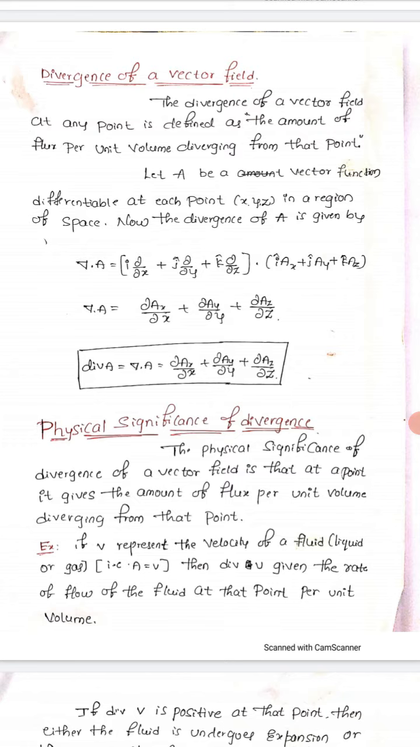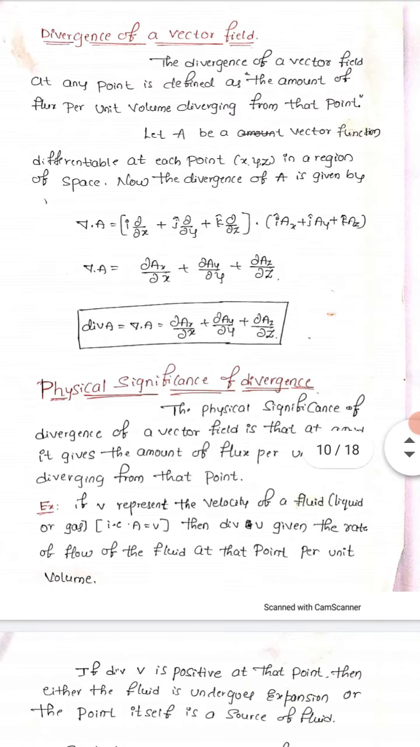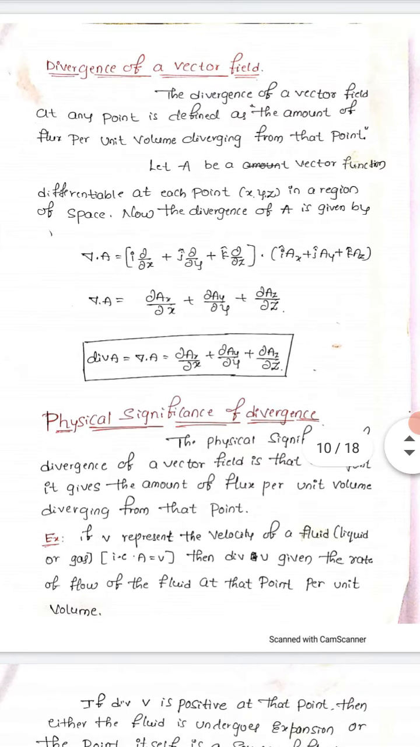Now the divergence of A is given by del dot A, equal to (i ∂/∂x + j ∂/∂y + k ∂/∂z) dot (i Ax + j Ay + k Az). Then del dot A equals ∂Ax/∂x + ∂Ay/∂y + ∂Az/∂z, that is, the components Ax, Ay and Az with ∂x, ∂y and ∂z.